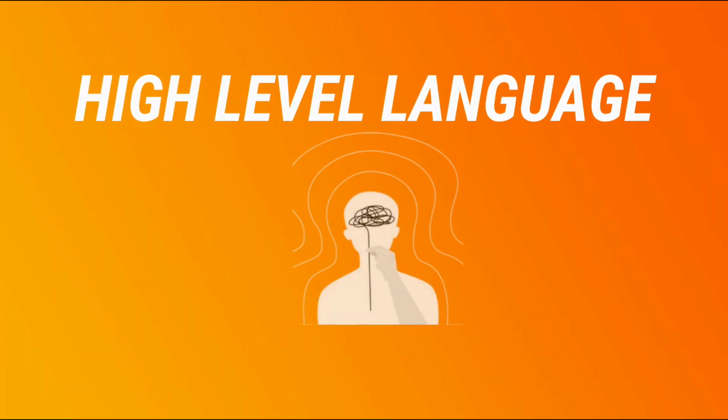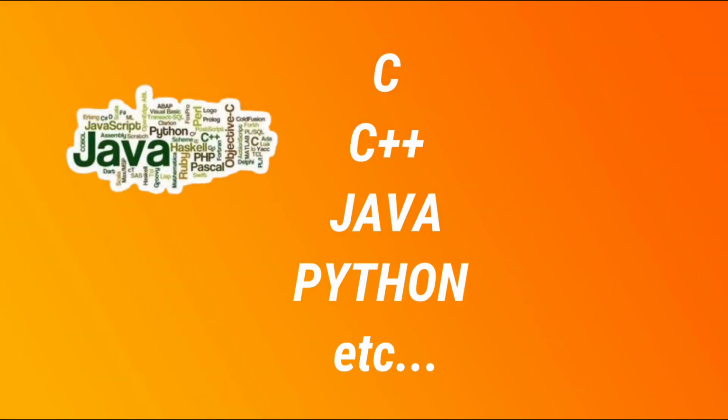Now, moving on to high-level language, which is much easier for humans to understand. It's designed to be closer to how we think. For example, we have multiple programming languages such as the C programming language, C++ programming language, Java programming language, Python programming language, and much more.